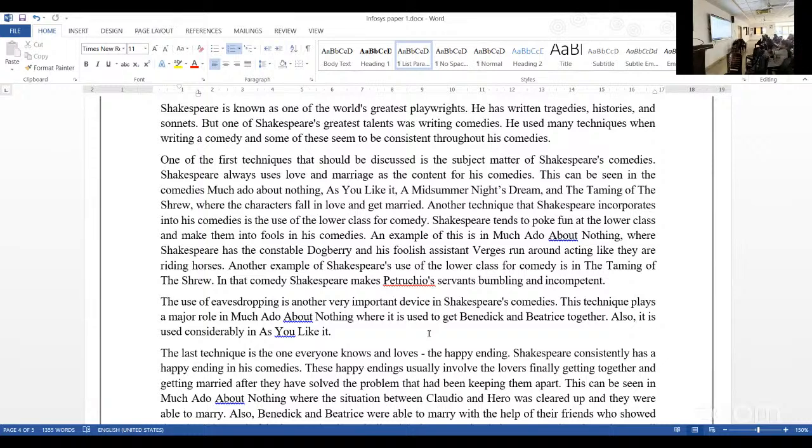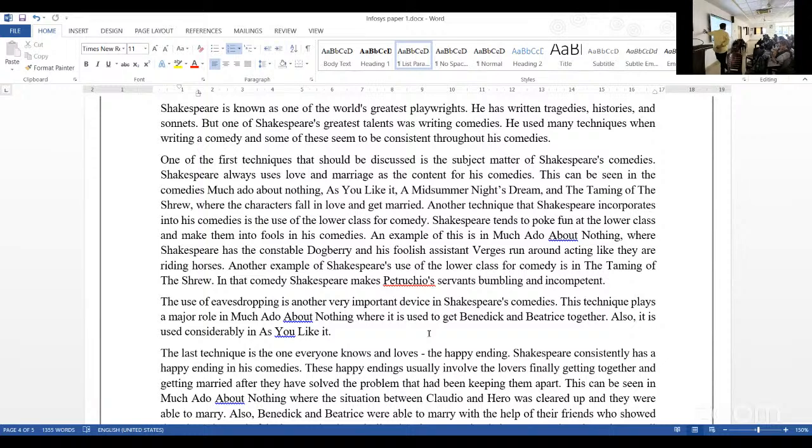Shakespeare is known as one of the world's greatest playwrights. He has written tragedies, histories, and sonnets, but one of Shakespeare's greatest talents was writing comedies. He used many techniques when writing a comedy, and some of them seem to be consistent throughout his comedies. One of the first techniques that should be discussed is the subject matter of Shakespeare's comedies. Shakespeare always used love and marriage as the content for his comedies. This can be seen in the comedies Much Ado About Nothing, As You Like It, A Midsummer Night's Dream, and The Taming of the Shrew, where the characters fall in love and get married.